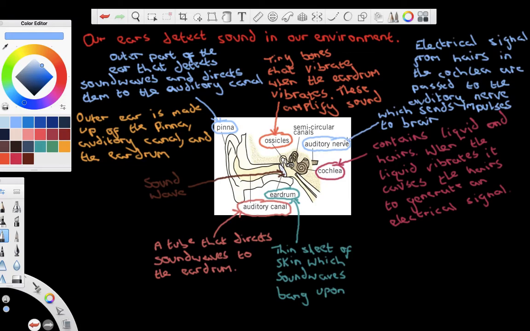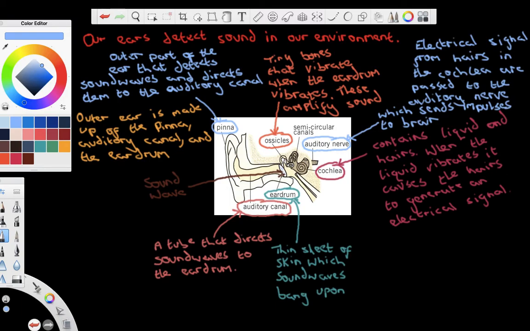And that's the auditory nerve. So, our ears detect sound in our environment. The pinna is the outer part of the ear that detects sound waves. These carry the sound waves from the pinna down the auditory canal to the eardrum. The auditory canal is just a tube that directs the sound waves to the eardrum.